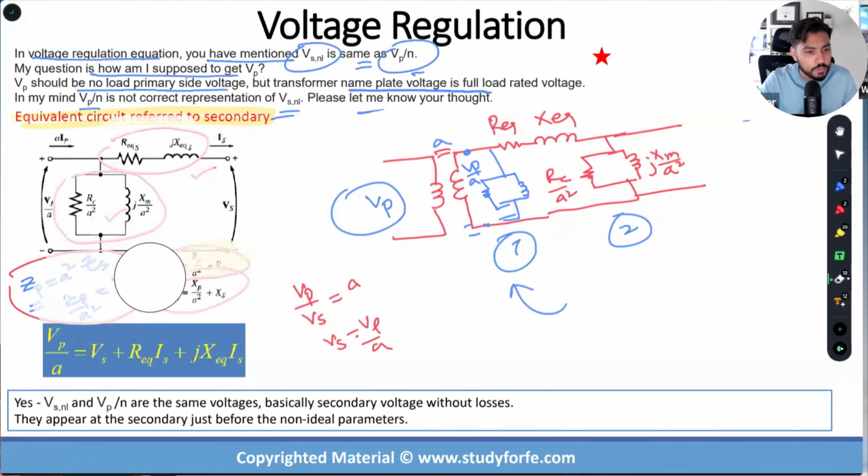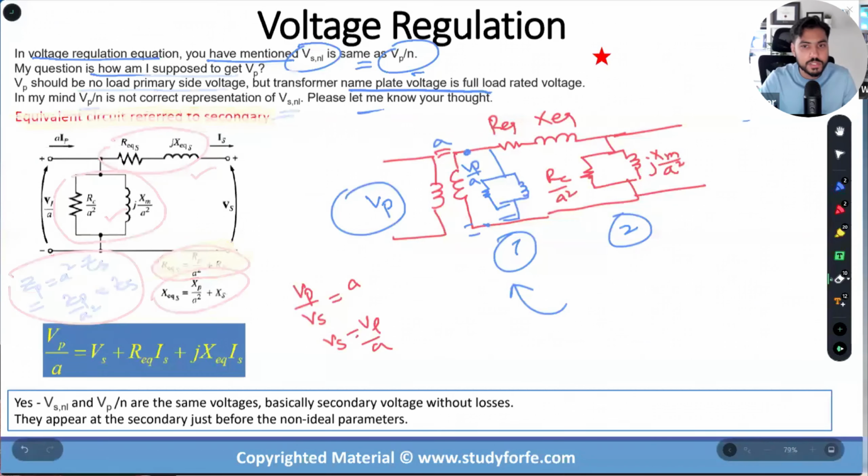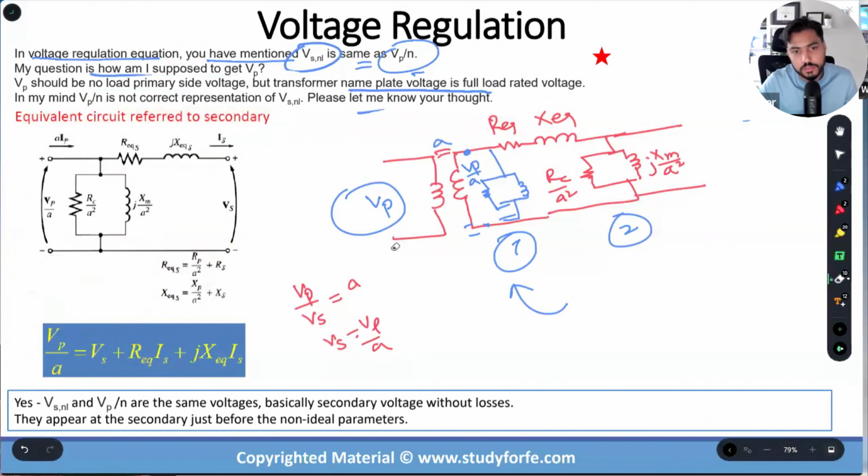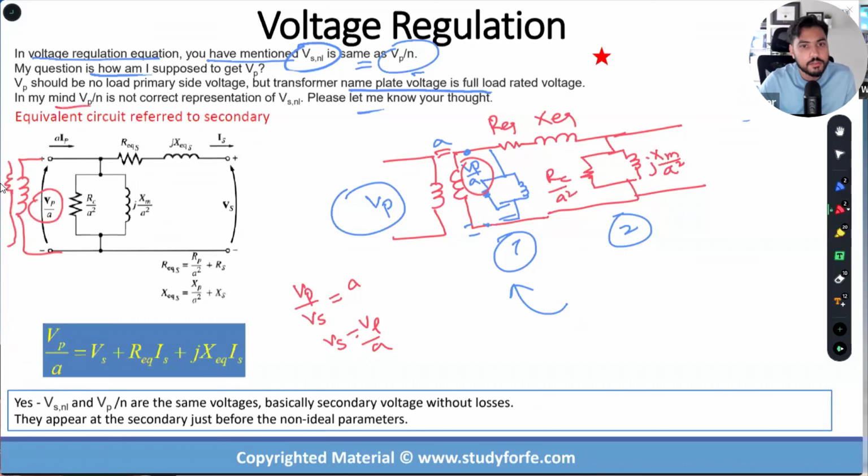We are not done yet. We are almost there. Now I'm going to tackle the question that the student asked head on. These terminals that you see are actually on the secondary of the ideal transformer. All the non-idealities have been shifted over to the secondary, and this is what the voltage is. VP by A is appearing over here. So in my mind, VP by N, or VP by A using N, is not a correct representation of VSNL.